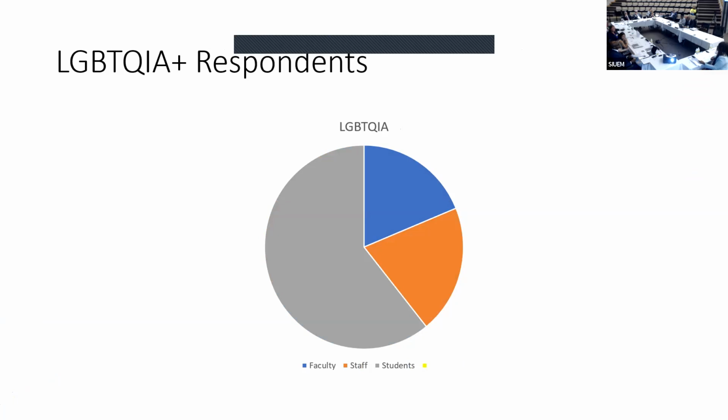I also want to mention that across the board, 4% of our faculty, staff, and students identified as veteran, and about 7% identified as disabled, and they selected psychological and medical conditions as the top reasons for their disability.